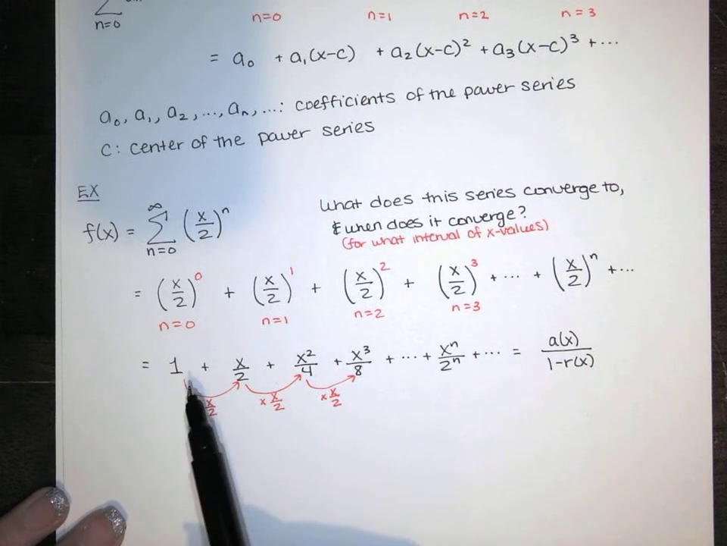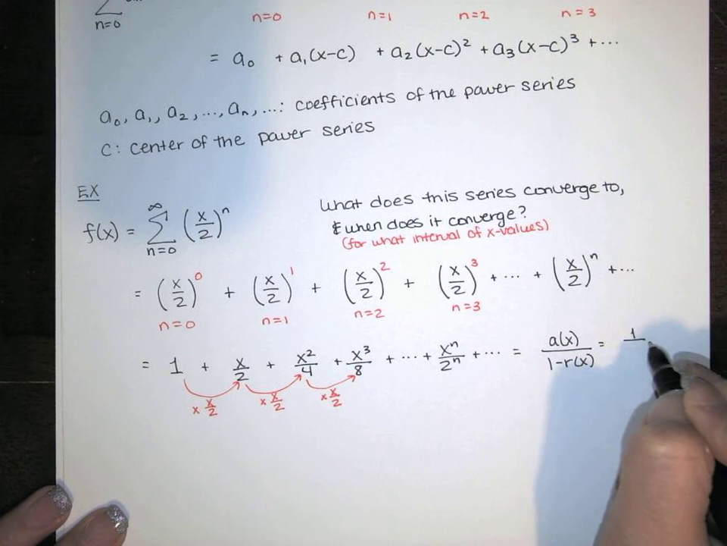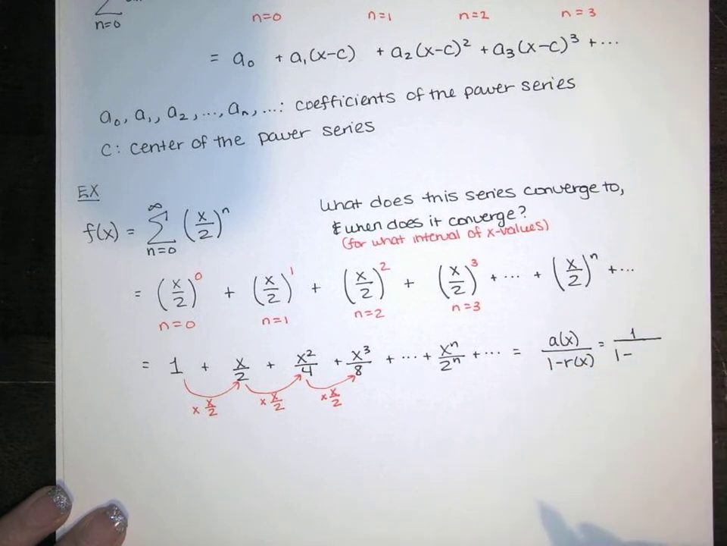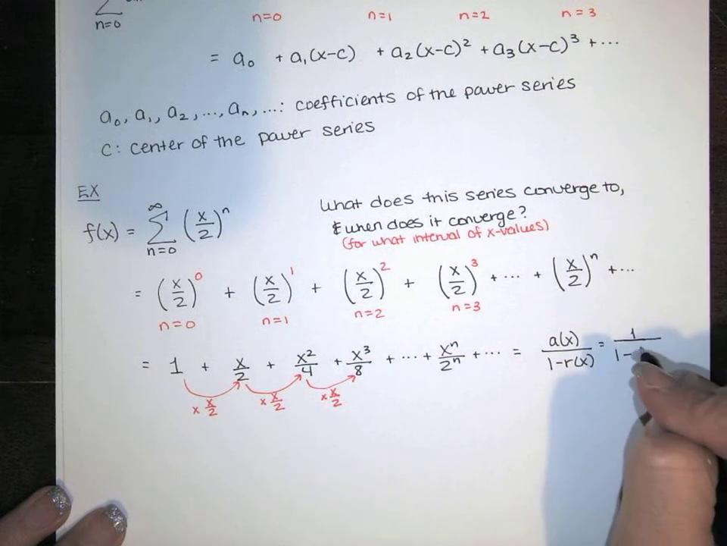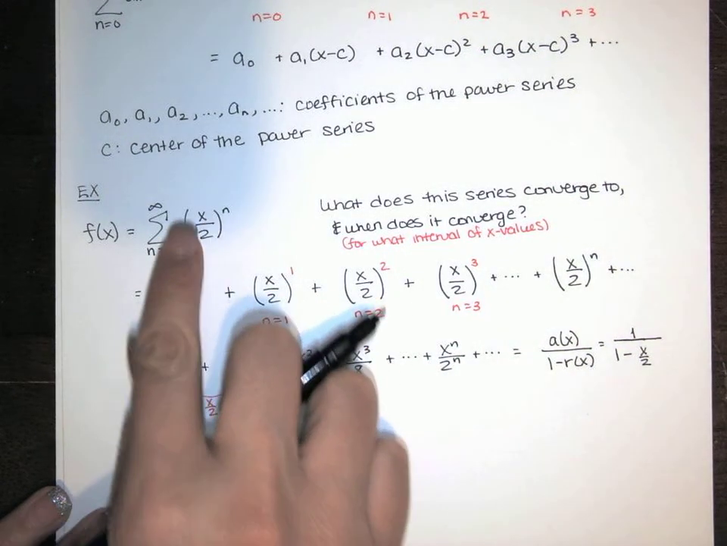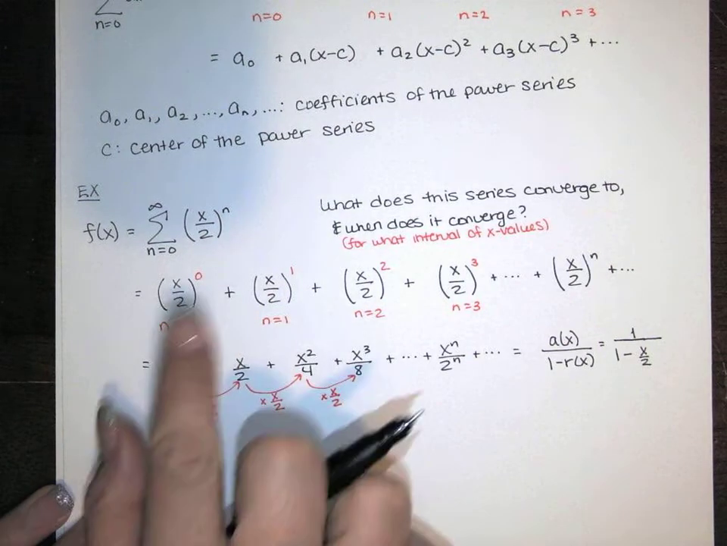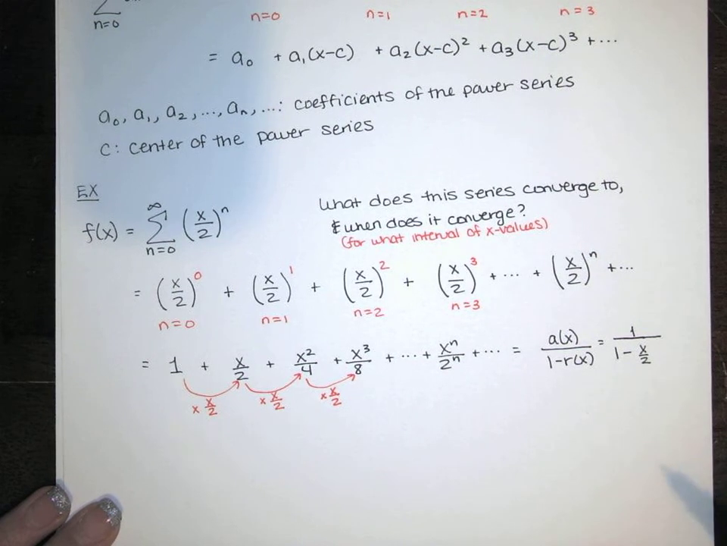So I look over here at my expanded series. What's my first term? It's just 1. And then in the denominator, I've got 1 minus r of x. And r is x over 2, because that's what we're multiplying by to get from term to term. Or you could just look in those parentheses. r is the number that's being raised to the nth power. So the number being raised to the nth power is the x over 2. Okay, so that's the sum of the series.